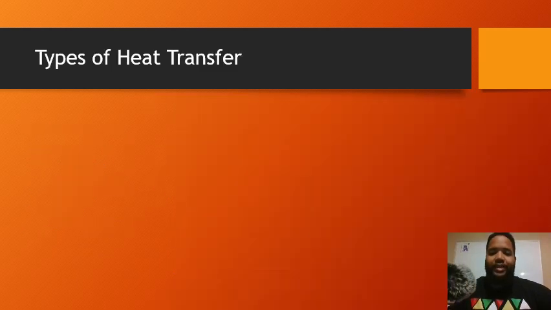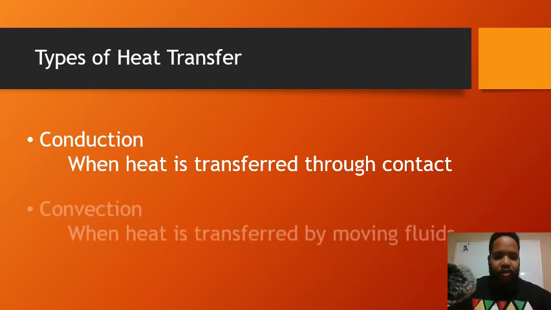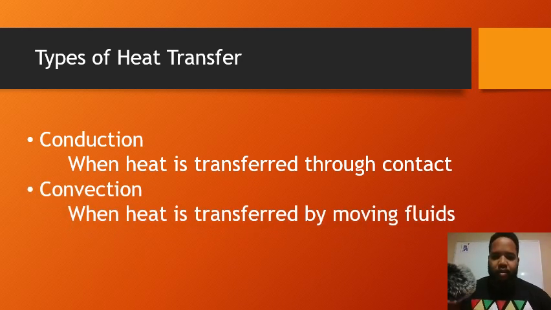Next up, we have types of heat transfers. Now, in my class, we're going to be covering three types. Conduction, which is when heat is transferred through contact. Basically, the particles have to hit the particles of the other object, and it goes on. So, heat transferred through contact. Next, we have convection, where heat is transferred by moving fluids.